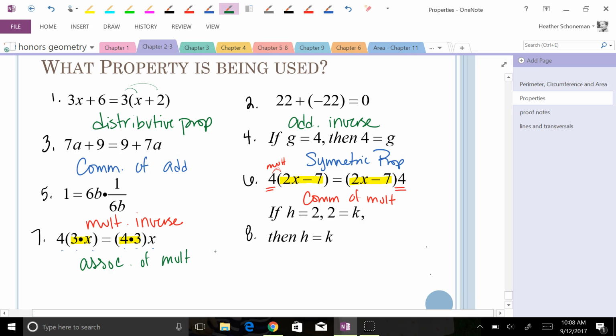Last but not least, we have an if-then statement, but this involves 3 things: h, 2, and k. So when it involves 3 things like that, that is the transitive property.